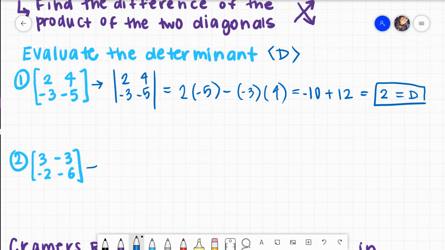Okay, now let's do this one. Drop my brackets, 3, -3, -2, 6, close.